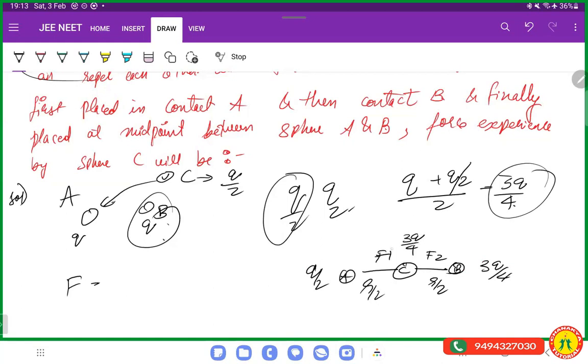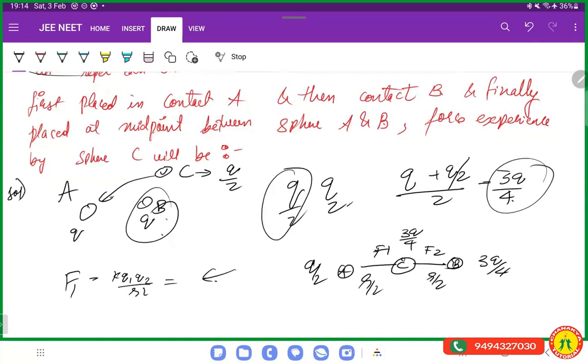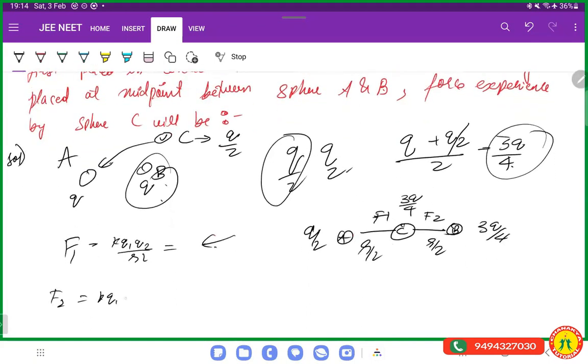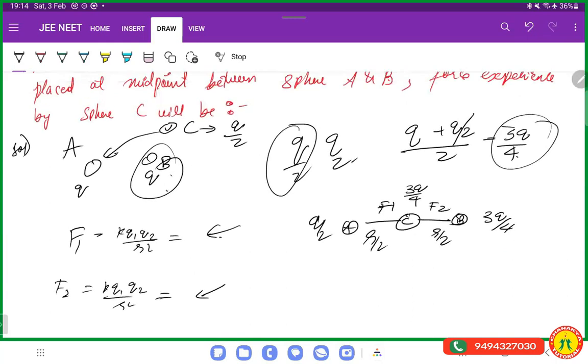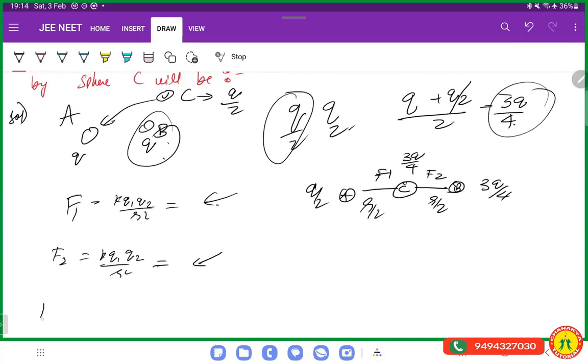That's it. So if we take F1 here, what we'll get? K Q square by 3R by 4. So, K Q1 Q2 by R square. Use this formula. Same way, F2 is K Q1 Q2 by R square. Both R and K are same, so they get cancelled, or let them be common. We want the force experienced by C, so F at C will be equal to F2 minus F1.